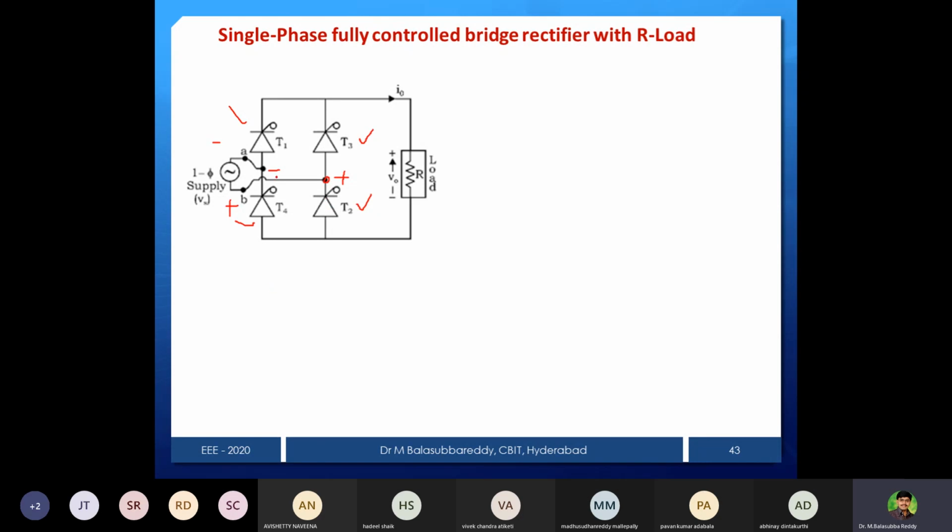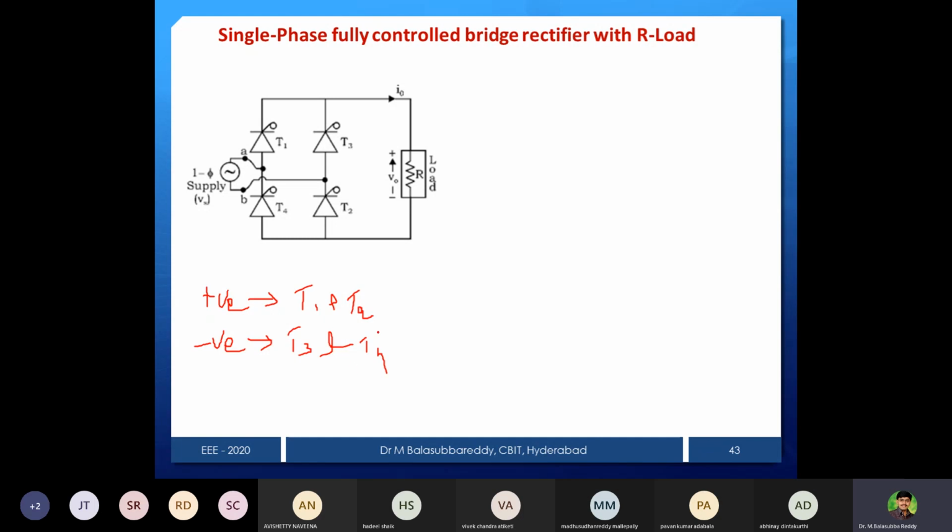Similarly, for the positive cycle, this is plus, this is minus. Same logic you can apply. Plus is connected here, it will be forward. Minus is connected to T2, it will be forward biased. Like that, first you identify for positive half cycle what the devices are: T1 and T2 will be forward biased. For negative half cycle, T3 and T4 are forward biased.